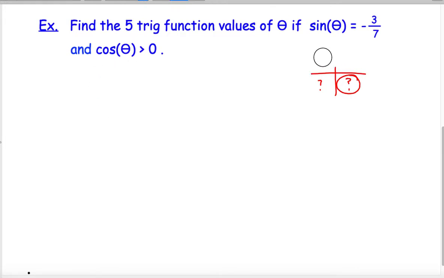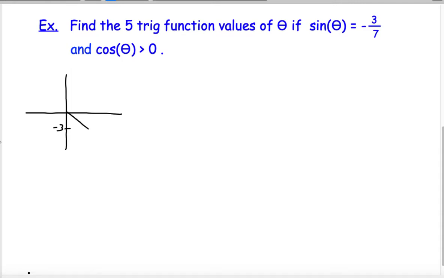So now I know where I'm at. So now I'm going to go ahead and plot my point. So -3/7. So that tells me that I'm going -3 in the y direction. And I'm not sure in the x direction. Maybe I should draw this a little bigger. We'll zoom in. Put -3 over here. So we have some point over here. And I know the hypotenuse is 7.